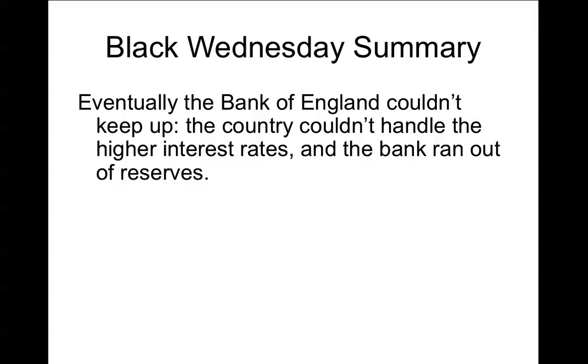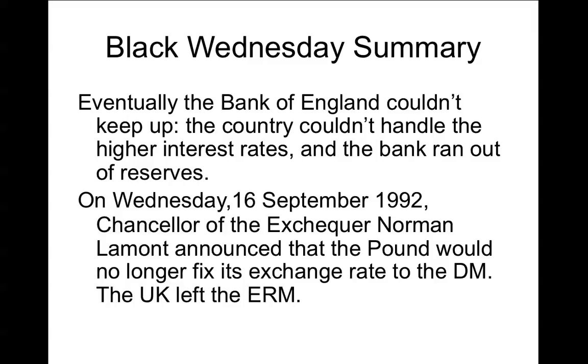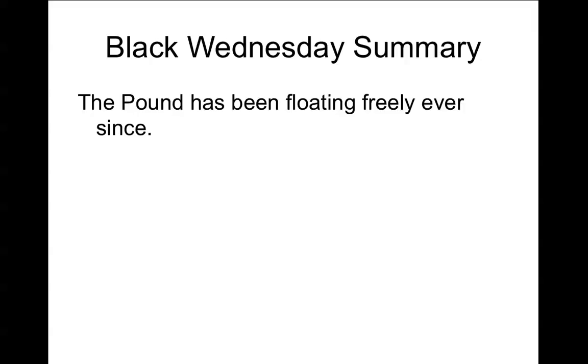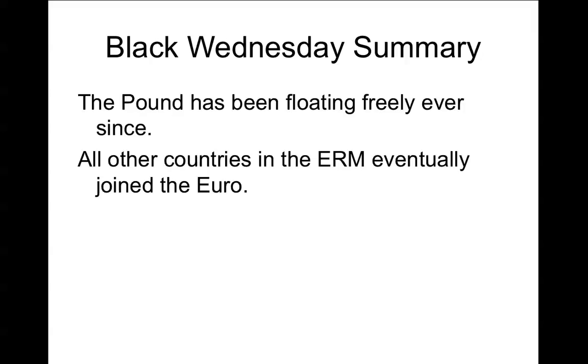Eventually, they couldn't keep up with these things. The country and the economy couldn't handle higher interest rates, which went up to eventually 15% from 10%, and the bank also ran out of reserves. And so on Wednesday, the 16th of September 1992, the then Chancellor of the Exchequer, Norman Lamont, announced that the pound would no longer fix its exchange rate to the Deutschmark, and the UK left the ERM. The pound has been floating freely ever since.